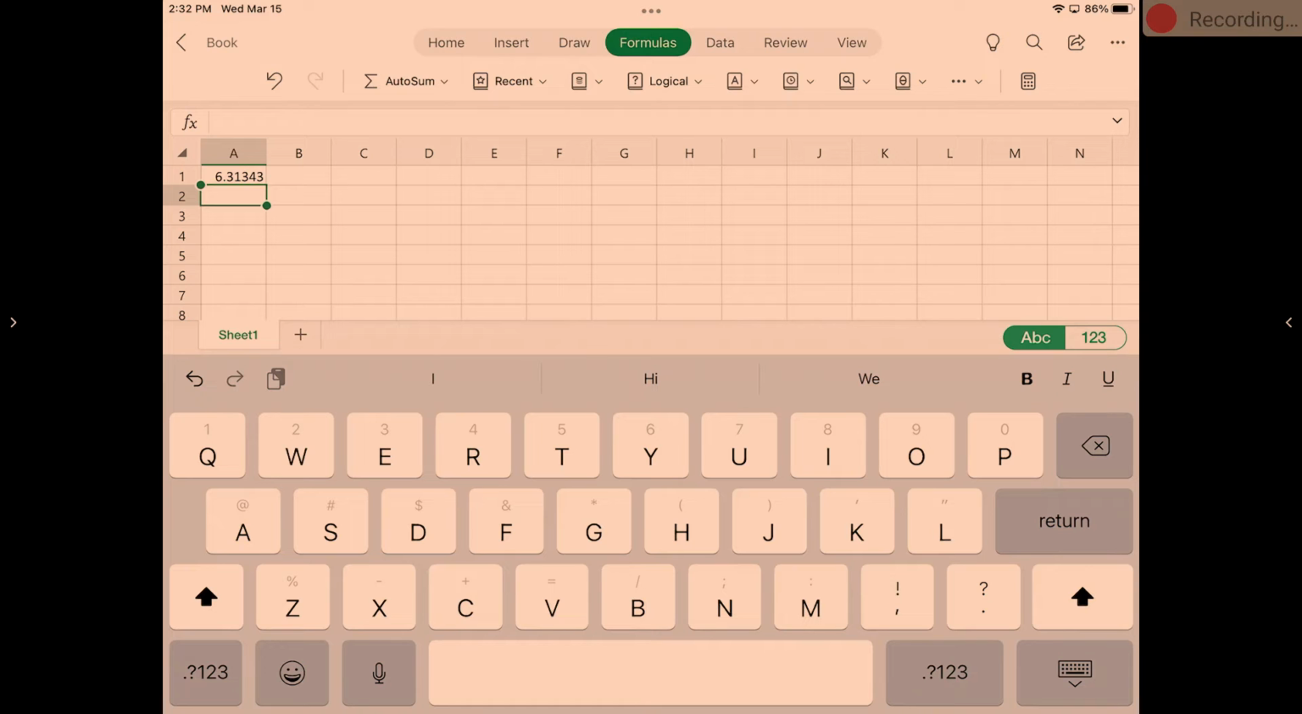And you'll notice I have a value in the box I was working. That is your standard deviation. Now, if you did not get that number, 6.31343, troubleshooting tips. First of all, did you pick standard deviation.p?